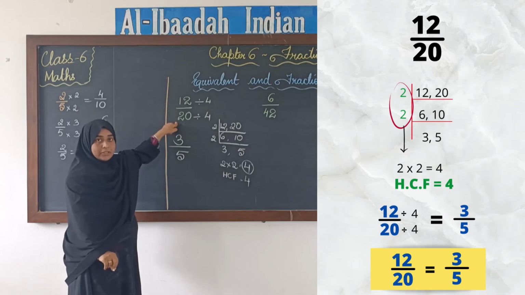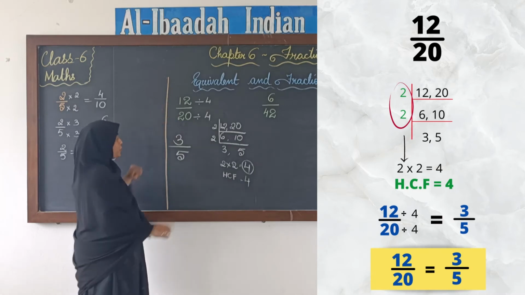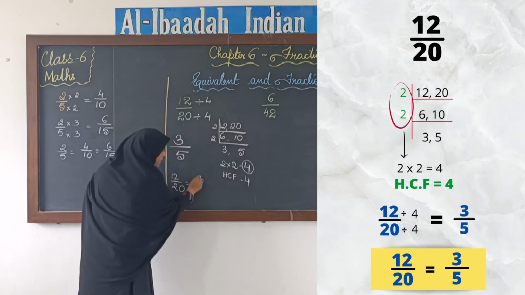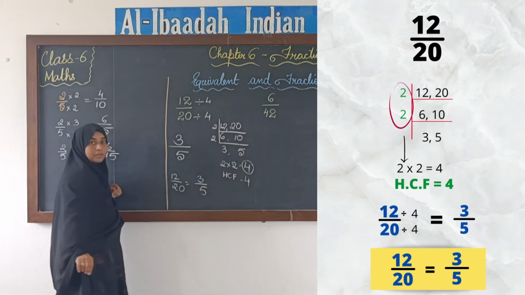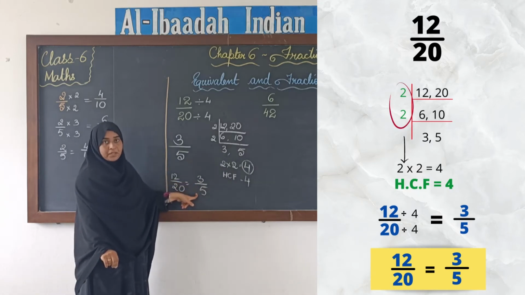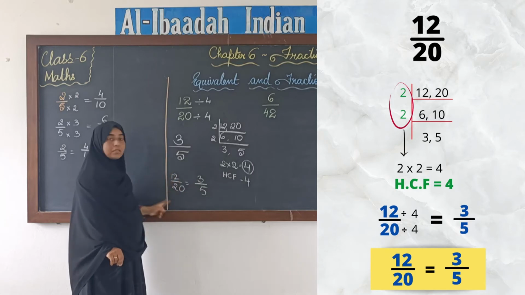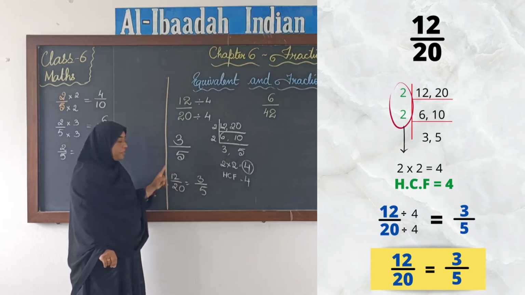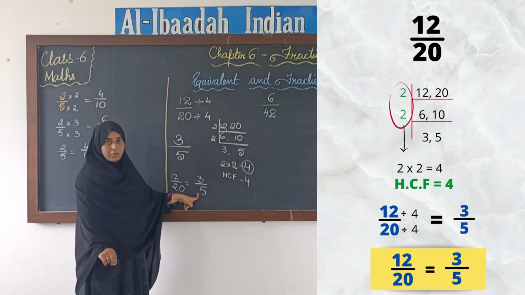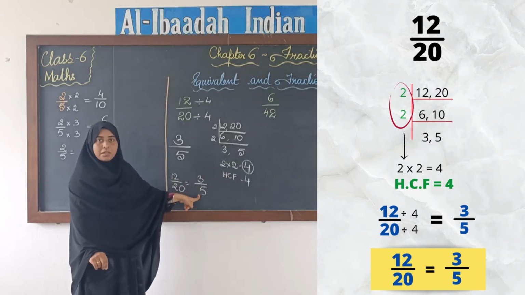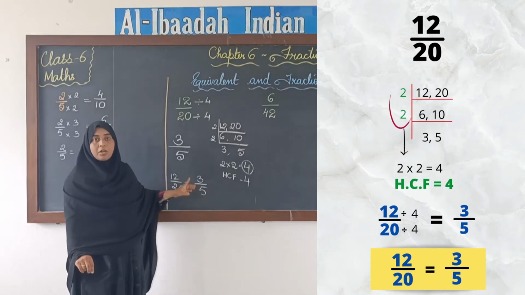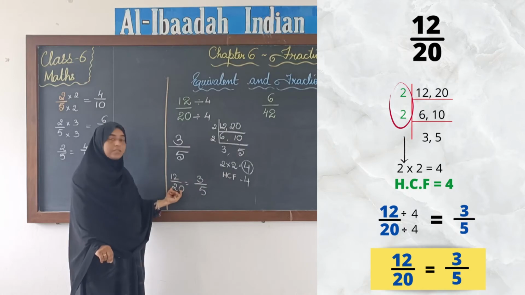Okay. Now, 3 by 5 is equivalent to 12 by 20. It is an equivalent fraction. Okay. 12 by 20 is equivalent to 3 by 5. They both are equivalent. Okay. And 3 by 5 is the lowest term of this fraction. We also call it a standard form or simplest form or the lowest form. Is it clear? So, this is the standard form or the simplest form or the lowest form of this fraction.